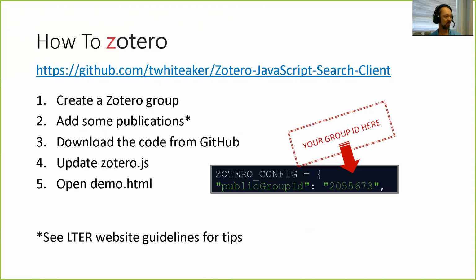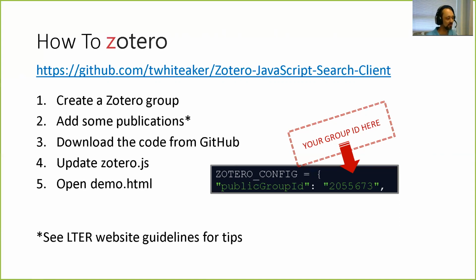I set up a GitHub project just to test out Zotero, so another very simple project like the Lunr one you saw earlier. If you want to use Zotero, the basic procedure is to create a Zotero group and then add some publications to it. You can see the latest draft LTER website guidelines for tips on how to tag your publications to make them more easily discoverable. You can download the code linked above from GitHub.